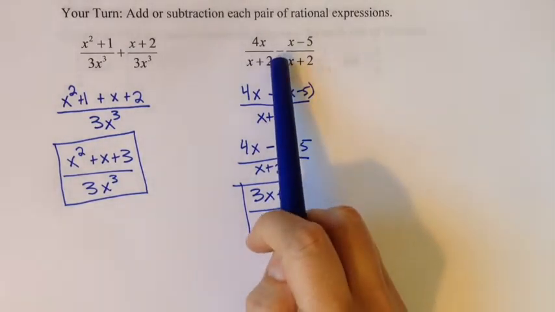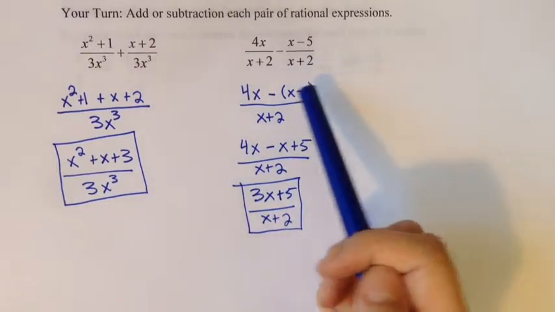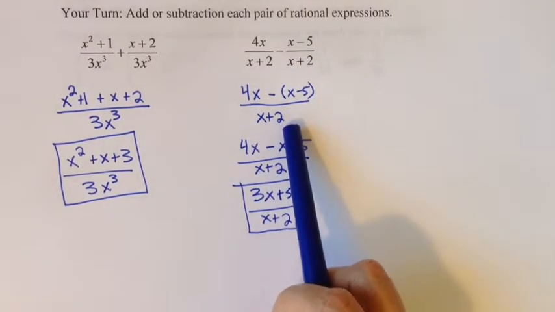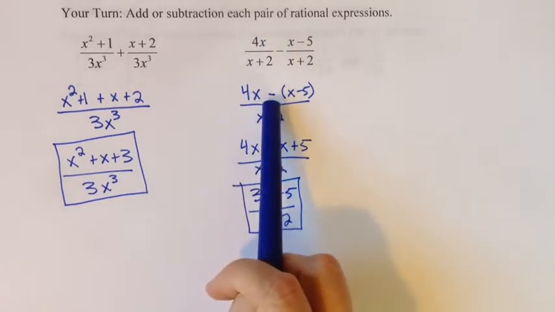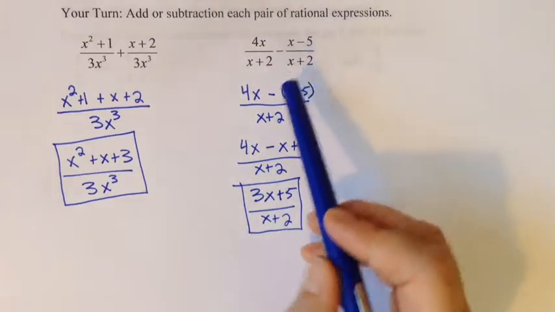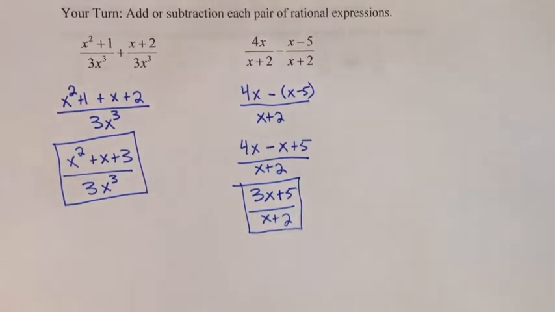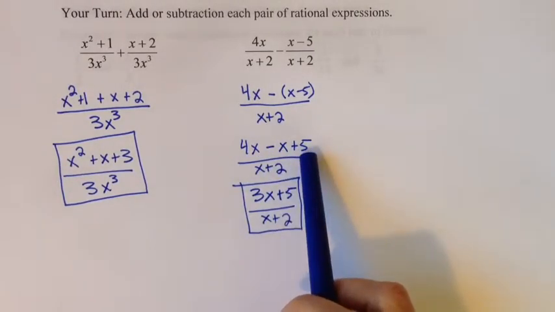Here I'm being asked to subtract two fractions where they have the same denominator of x plus 2. So I know right away that my denominator will be x plus 2, and then I'll be subtracting the numerators. That means I'll have 4x minus this whole numerator, x minus 5. Don't forget to distribute that negative sign to both pieces of the numerator. That gives me 4x minus x plus 5.